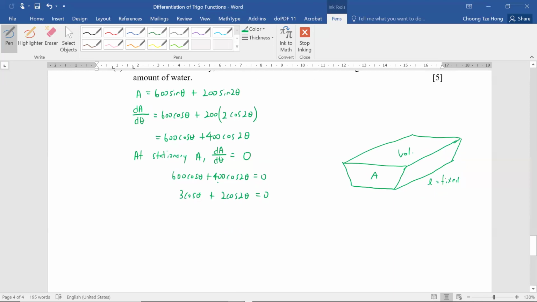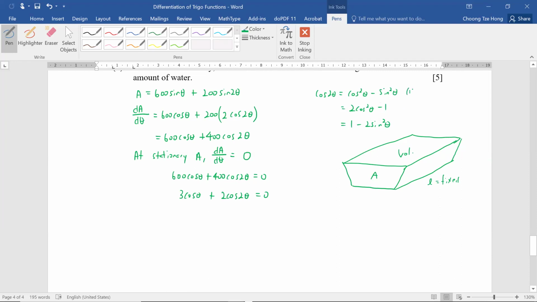So ask yourself one question: what can we do to proceed forward? If I want to solve this equation, I cannot have a trigo ratio with double angle and single angle together. But you should be aware that we can always convert the double angle to single angle using the double angle formula for cosine 2 theta. Cosine 2 theta actually has three forms. The first one is cosine square theta minus sine square theta. The second form is 2 cosine square theta minus 1. The third form is 1 minus 2 sine square theta.